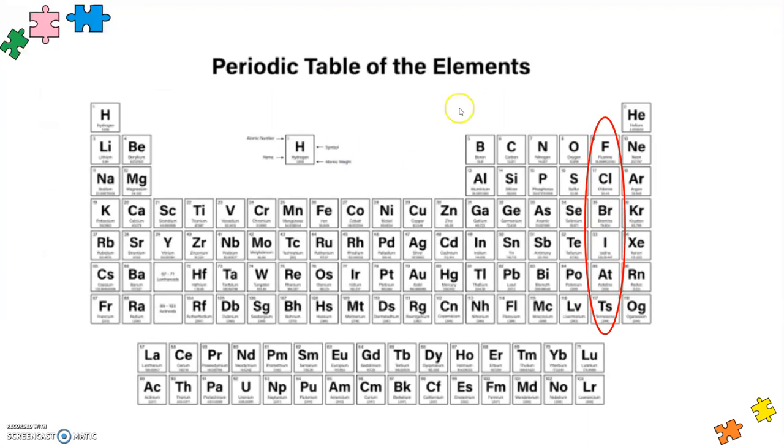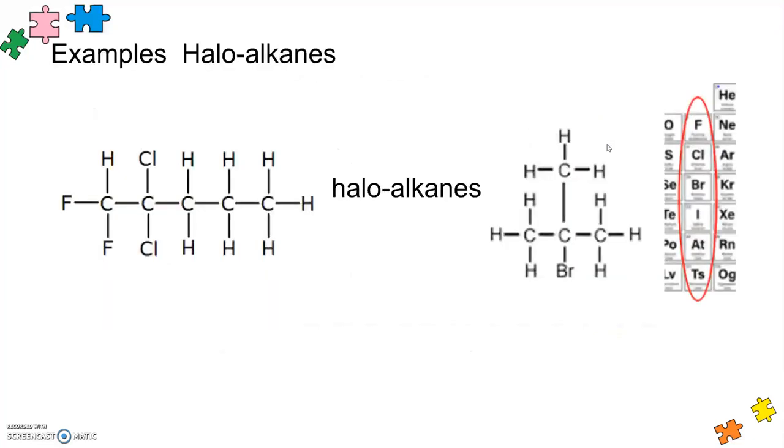A halogen can be found on the periodic table in column 17, this column over here. So it's fluorine, chlorine, bromine, iodine, and so forth. These four probably will be the elements that we mostly use. When we attach one of these to the alkane, we will find a haloalkane. Here are some examples. You don't only need to attach one, you can attach more than one halogen to this carbon chain.